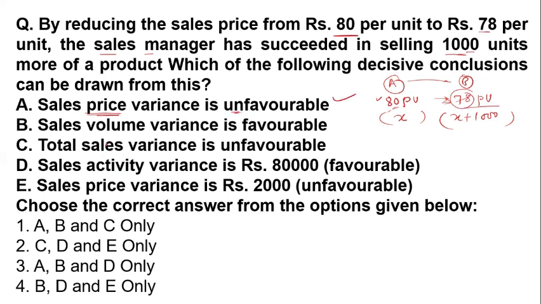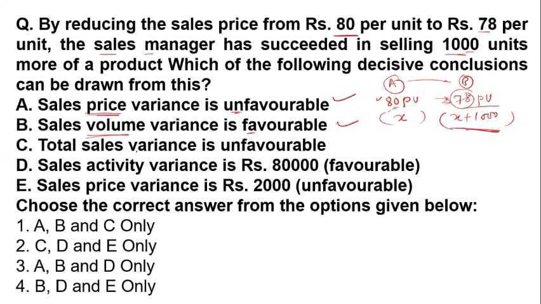Now statement 2: the sales volume variance is favorable. Yes ma'am, volume is increasing. Here you can see the sales volume and units are increasing, and the profit is also going to increase. So in that case, the variance is favorable. Yes ma'am, this is also true.